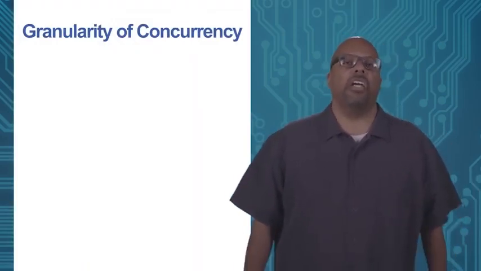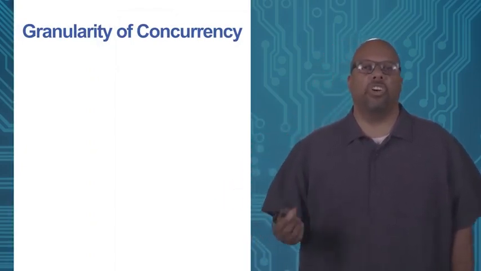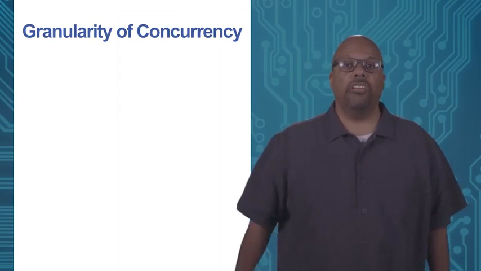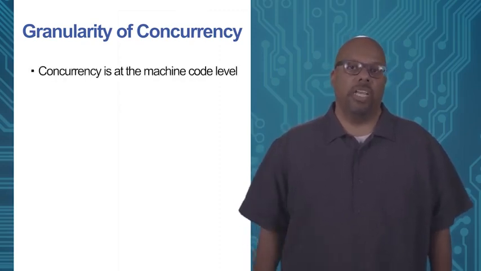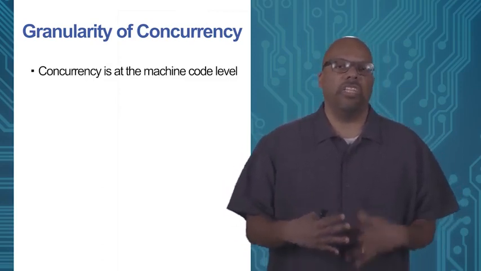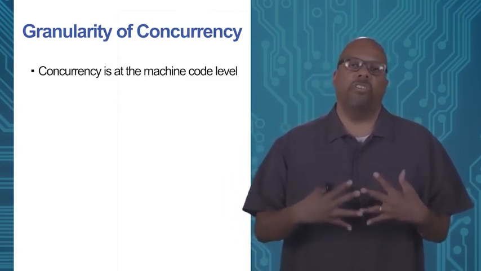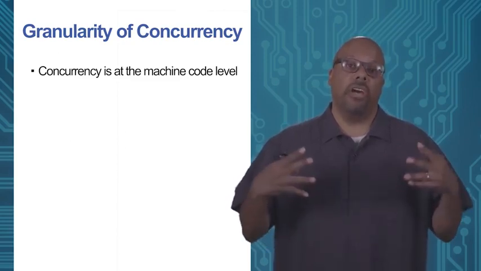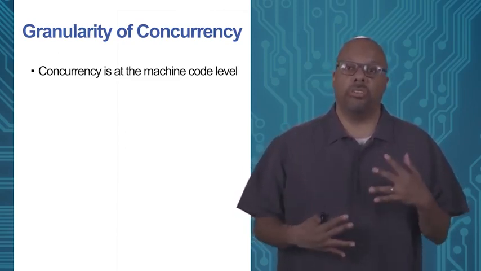But that is deceiving. So really, there are a lot more interleavings than we're seeing here. The reason is because of the level at which this concurrency, this interleaving actually happens. So concurrency is at the machine code level, not the source code level. So what I mean by this is that the interleaving is not interleaving of Go source code instructions. What's actually getting interleaved are the underlying machine code instructions, right?